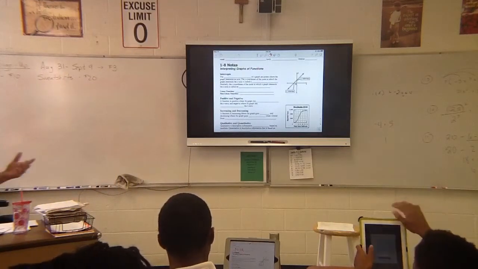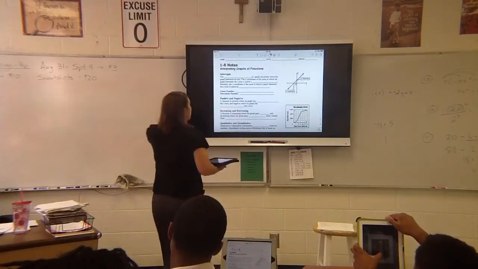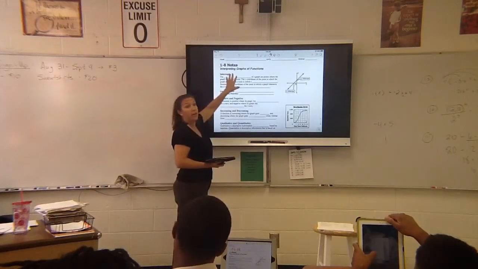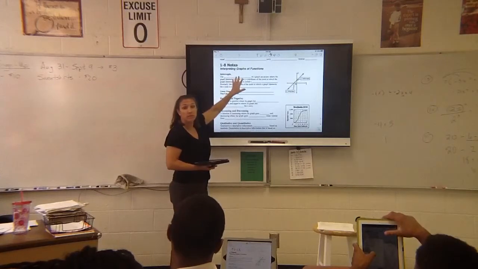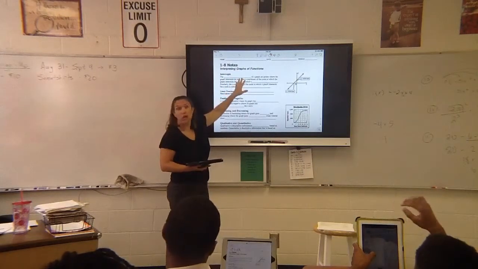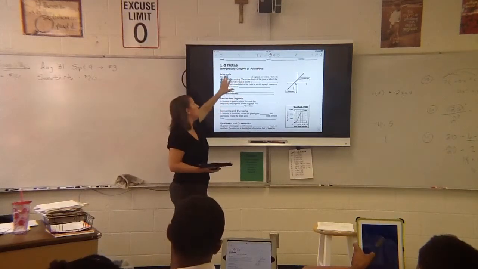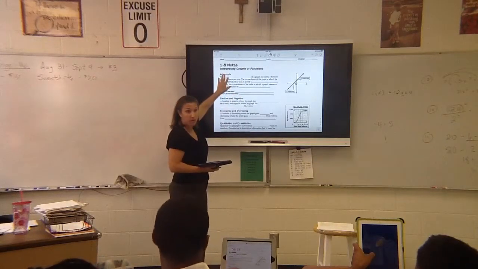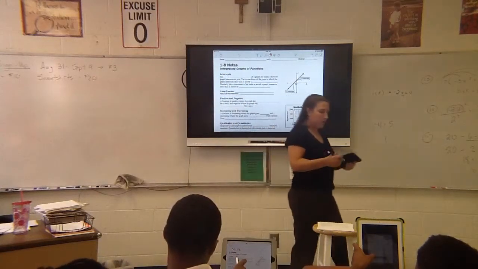And some of this stuff, like on the first one here, intercepts, isn't going to go away all year. You're going to see this in almost every single chapter. So the sooner you pick some of this up, the better off you'll be in the long run. Intercepts is going to be a big dog here. It's going to be really important for us. Does anybody know what an intercept is?